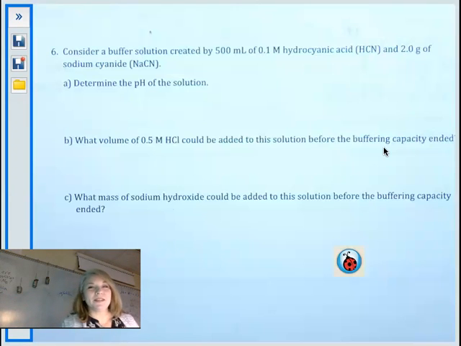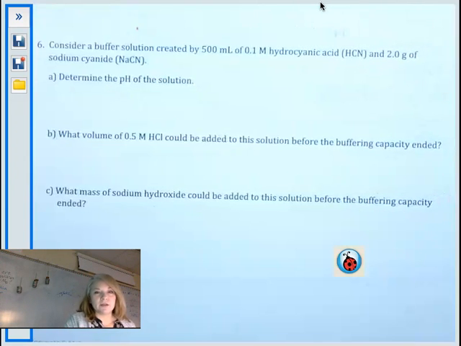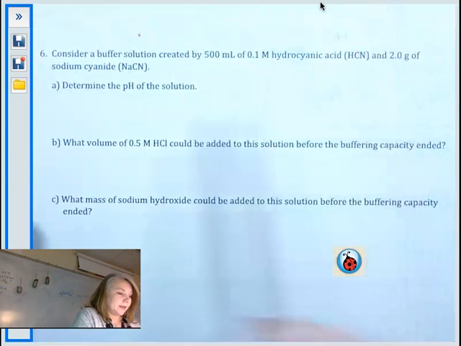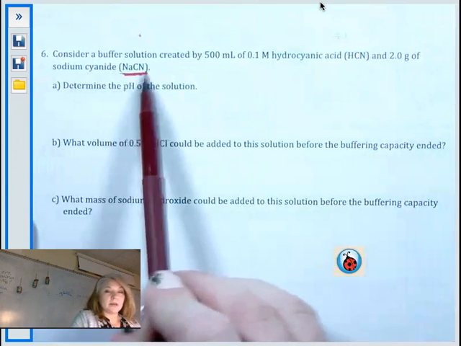So let's look at number 6 on our assignment sheet. Let me see if I can move this out of the way. Okay, we have: consider a buffer solution created by 500 milliliters of a 0.1 molar hydrocyanic acid solution and 2 grams of sodium cyanide. Okay, so look at the sodium cyanide.